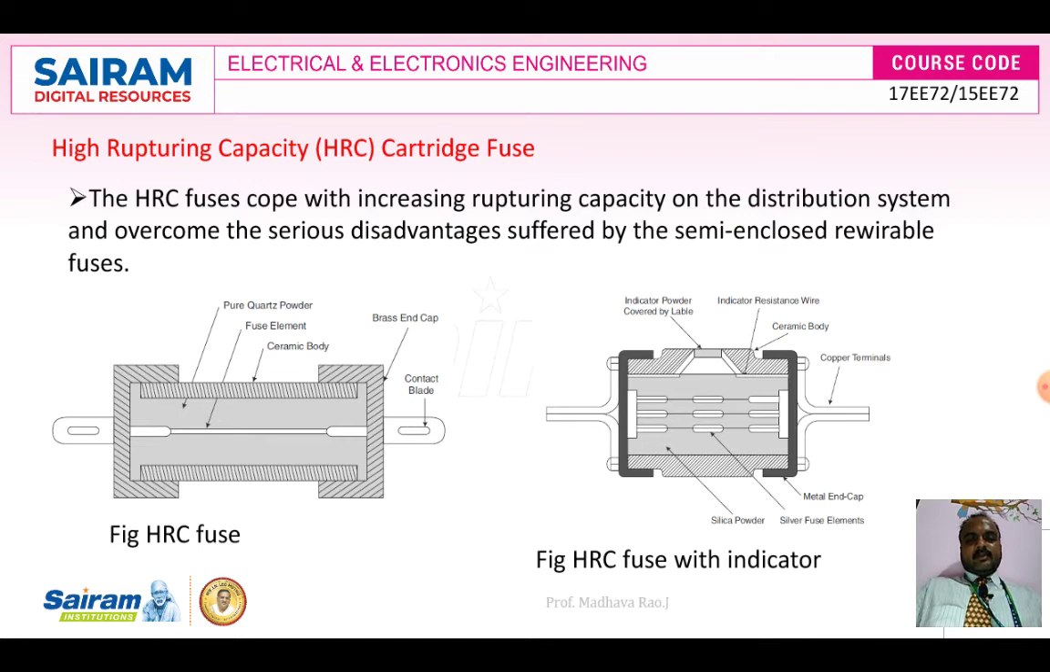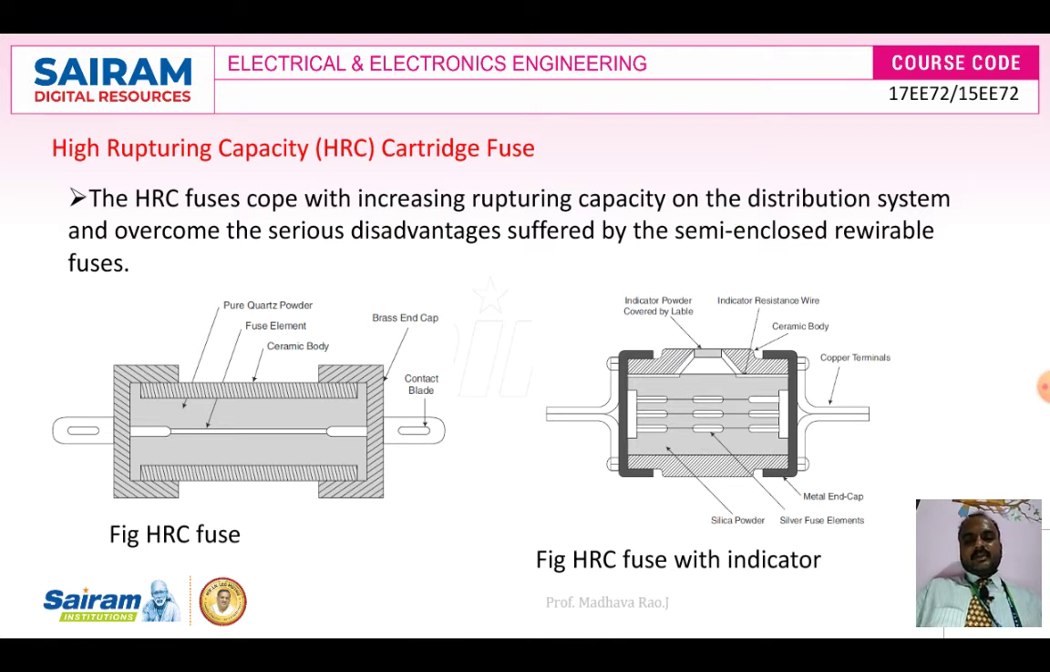So that is one important advantage of using an HRC fuse. Normal fuses will give fire and cause fire hazards. But if you use an HRC fuse, it will not produce any fire, due to the pure cartridge powder. We can see the diagrams of HRC fuse, and HRC fuse with indicator.